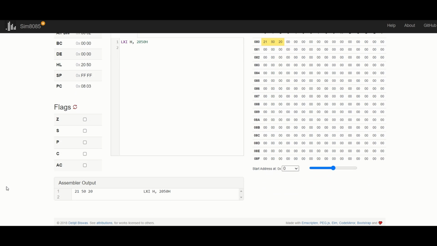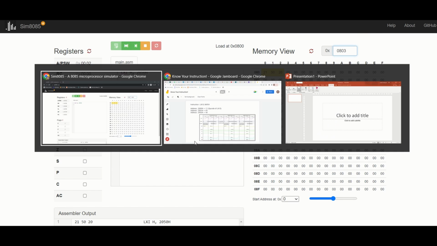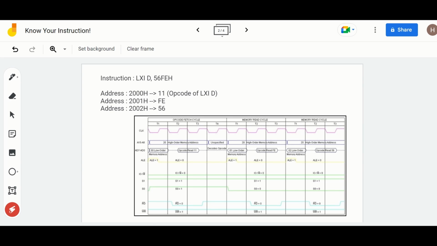And to make sure of it, you can also check this assembler output. 21 is the opcode of my particular instruction, in this case LXI at 2050. 50 is nothing but the lower order address, 20 is the higher order address, and this is my instruction. So this was the view of the LXI instruction. We will end this video here.